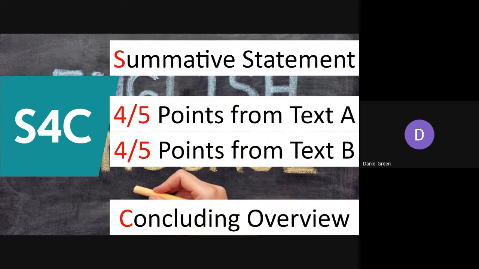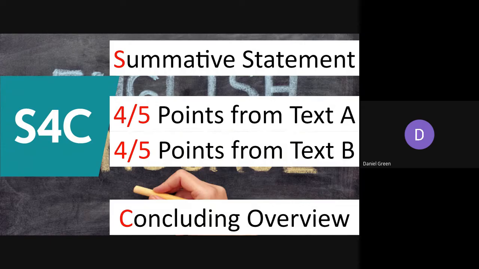Now, I've seen students do this in one of two ways, either a summary at the start of the paragraph per text, or an overall summary of both texts. Now, the reason I say 4/5 points and not straight up 5 points if it's a 10 marker is because the summative statement and the concluding overview can often pick you up that extra mark depending on what you say in there. Okay, so you can sort of get away with having 4 points and still making your overall grade the highest it can possibly be by getting 10 out of 10, for example. However, if you want to be safe, make sure you get 5 points from both texts to make sure that you are covering all of your bases.